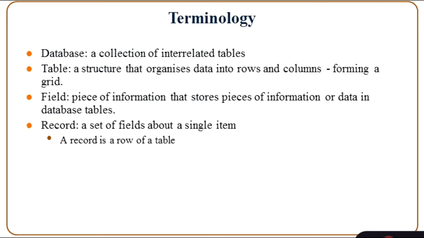Let's go over several terminologies. A database is a collection of interrelated tables. A table is a structure that stores data in rows and columns. A field basically is a piece of information. And finally, a record is a set of fields about a single item. For example, looking at a record in a database about a person, we may see a set of fields such as the ID, first name, middle name, last name, address, and etc. A record basically is a row in a table.